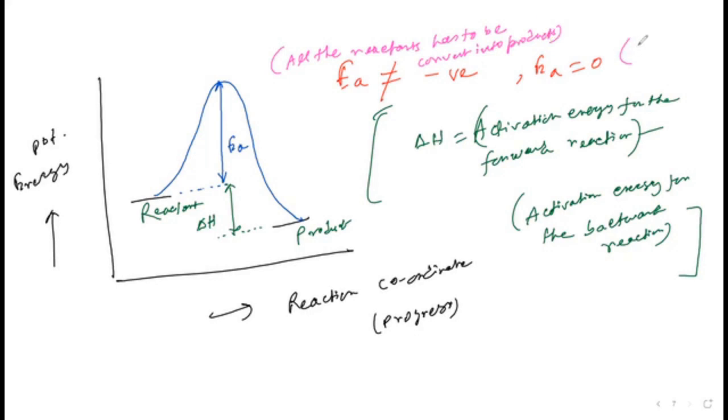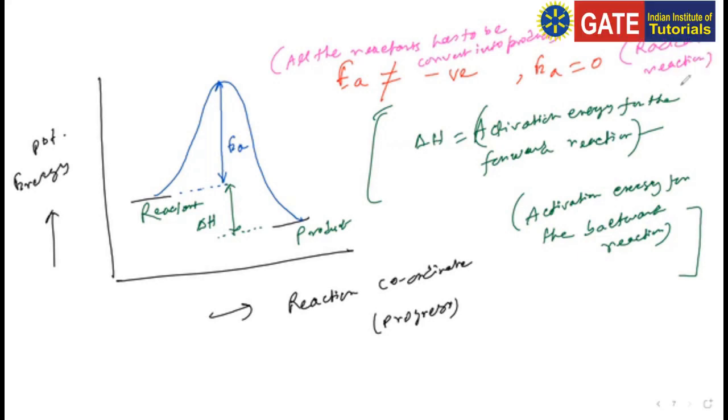Activation energy is zero, for example, for a radical reaction. They don't need activation. They are so active, they don't need any particular energy. For radicals, activation energy is zero, because radicals are highly reactive species. They don't need any further activation energy to form the product. So EA is always positive or EA can be zero, but EA can never be negative. Just remember these things.